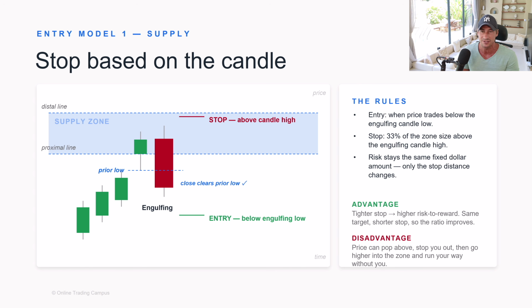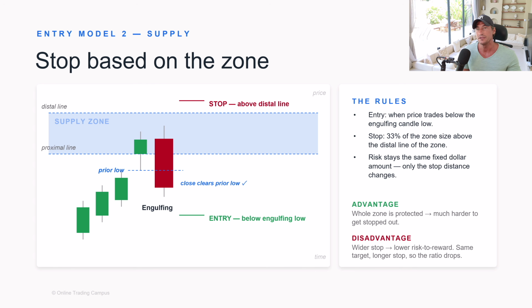First way to set the stop, the candle stop. I put it 33% of the zone size above the engulfing high. Tight on the candle, good part, tighter stop, as you know, higher risk to reward ratio. Same as before. My risk stays fixed, my target is fixed, bad part also flipped. Price can pop just above your stop, take you out, then turn back down and run without you. Same trade-off as the bullish side, just upside down.